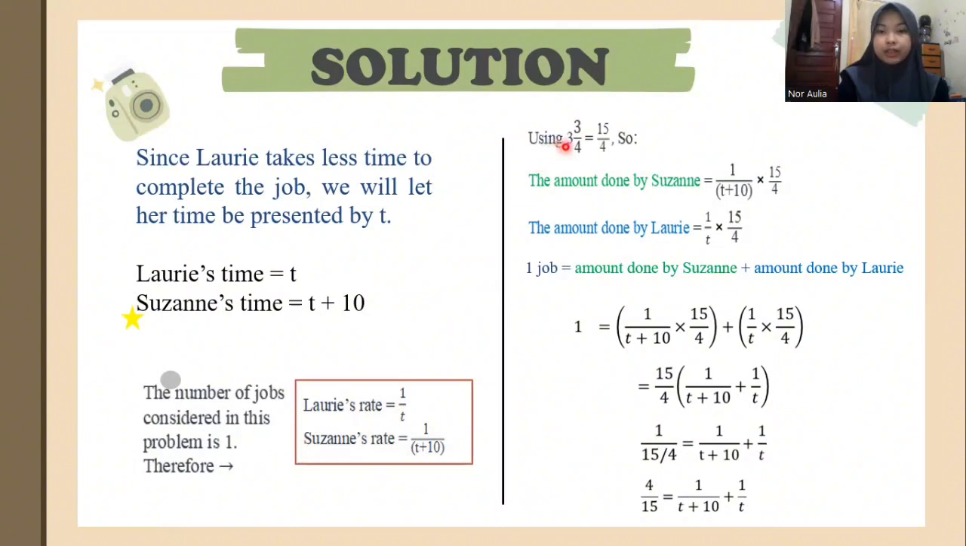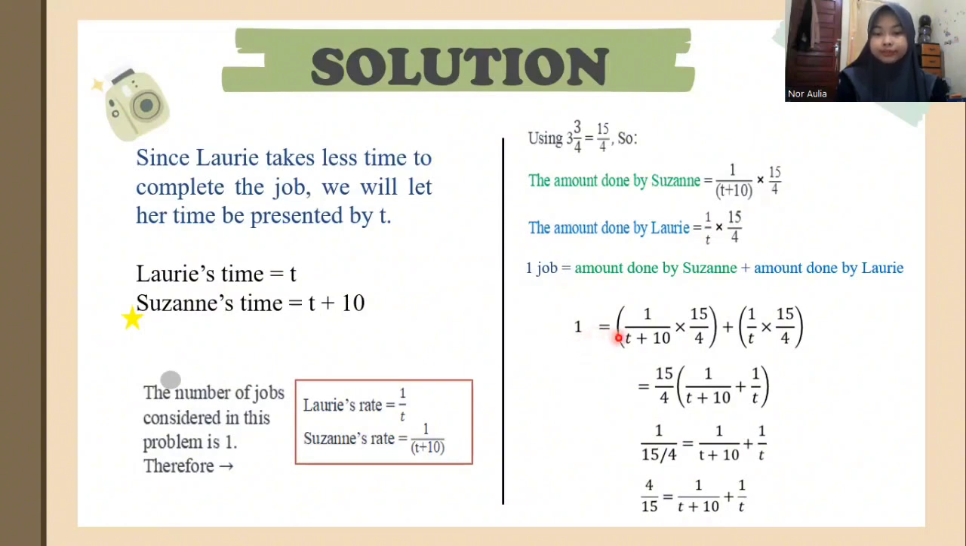Using 3 and 3/4 equals 15/4, the amount done by Susanna equals 1 over t plus 10 times 15/4. The amount done by Lauren equals 1 over t times 15/4. One job is the amount done by Susanna plus the amount done by Lauren. So the equation we can write like this.